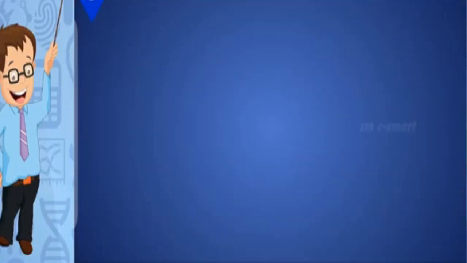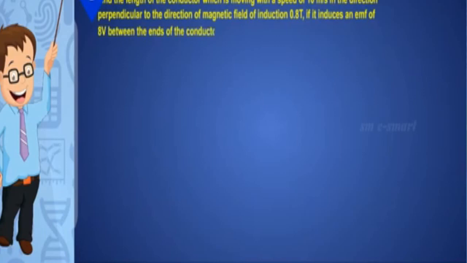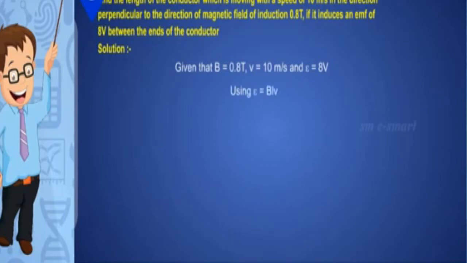Example: find the length of the conductor which is moving with a speed of 10 m/s in the direction perpendicular to the direction of a magnetic field of induction 0.8 T, if it induces an EMF of 8 V between the ends of the conductor. Solution: given that B equals 0.8 T, v equals 10 meters per second and epsilon equals 8 V. Using epsilon equals Blv, 8 equals 0.8 into l into 10. L, the length of the conductor, equals 1 meter.